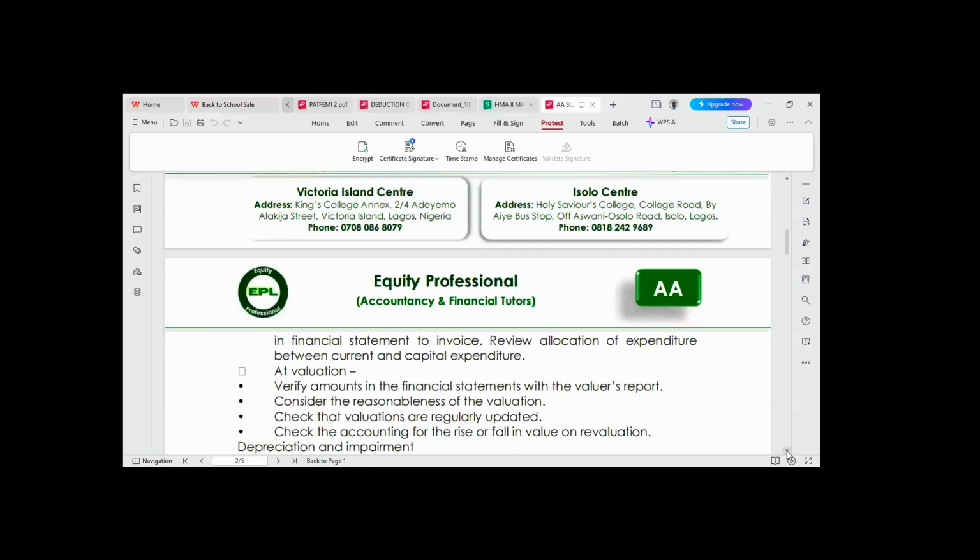I said for impairment, you test at least once a year. So the auditor wants to check that these things are done periodically. Then the auditor also wants to check the accounting for the rise or fall in the value of revaluation. That's when there's an adjustment, a revaluation surplus or revaluation deficit.